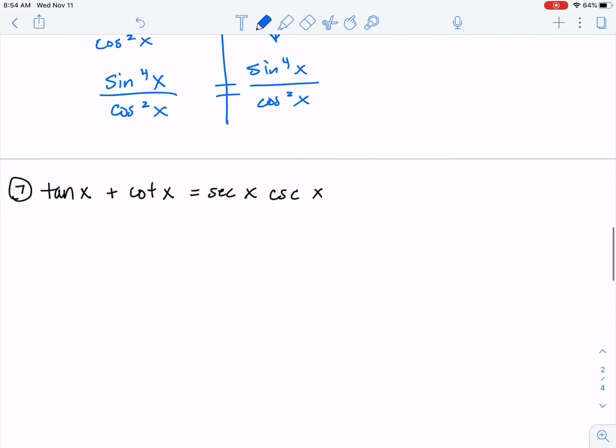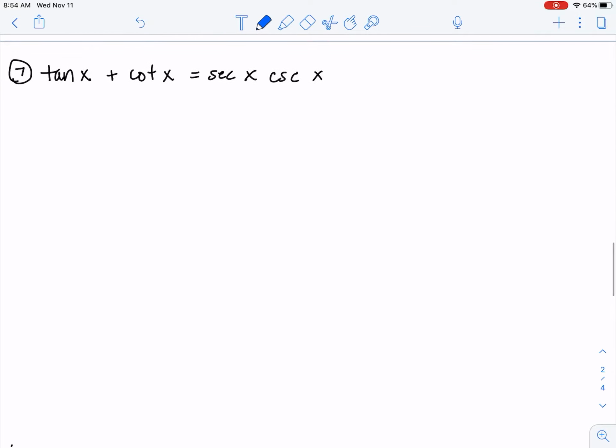All right, another example. I have tangent x plus cotangent x equals secant x times cosecant x. Let's see. I'm going to go ahead and put them in sines and cosines, see what happens. Let me draw my line. I have tangent of x. That's the same as sine x over cosine x plus cotangent of x. Well, that is cosine x over sine x.